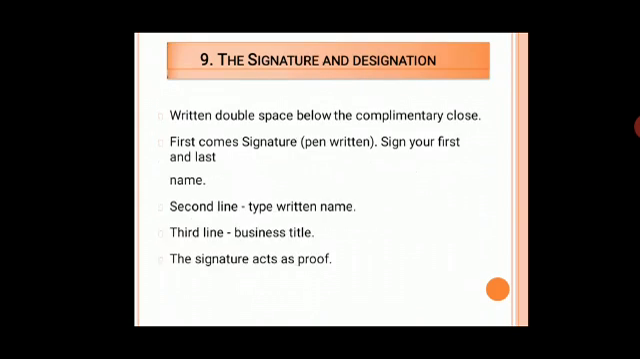Now the signature and designation. Written double space below the complimentary close, first comes the signature. That should be pen written. And the rest should be typed. Sign your first and last name. Second line, the typewritten name. Third line, business title. And the signature acts as proof.